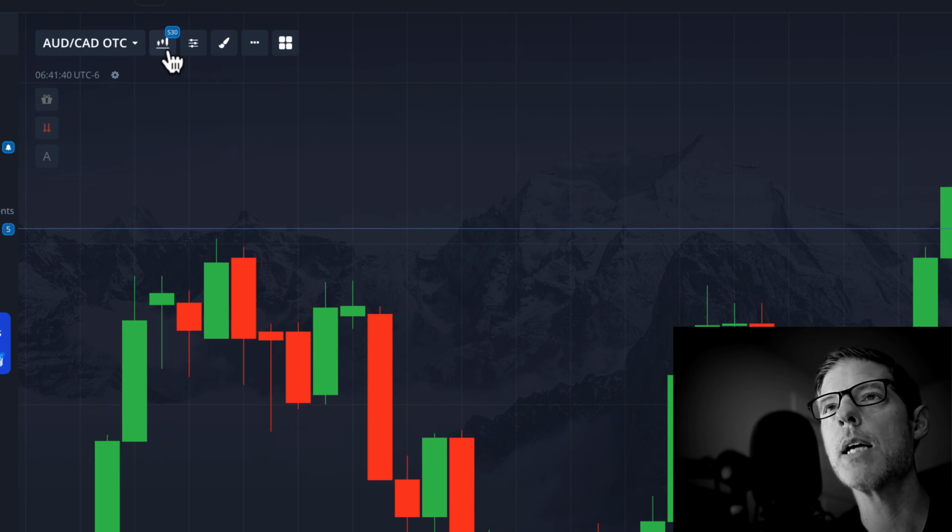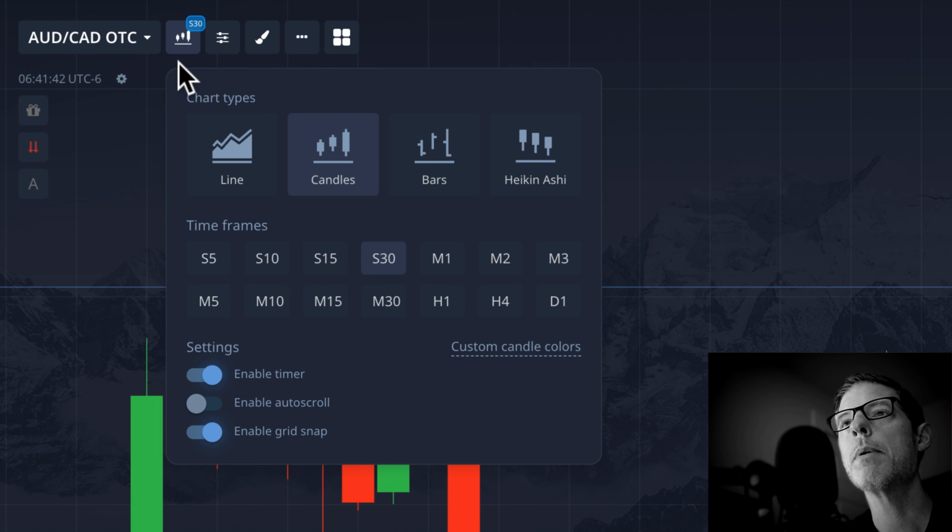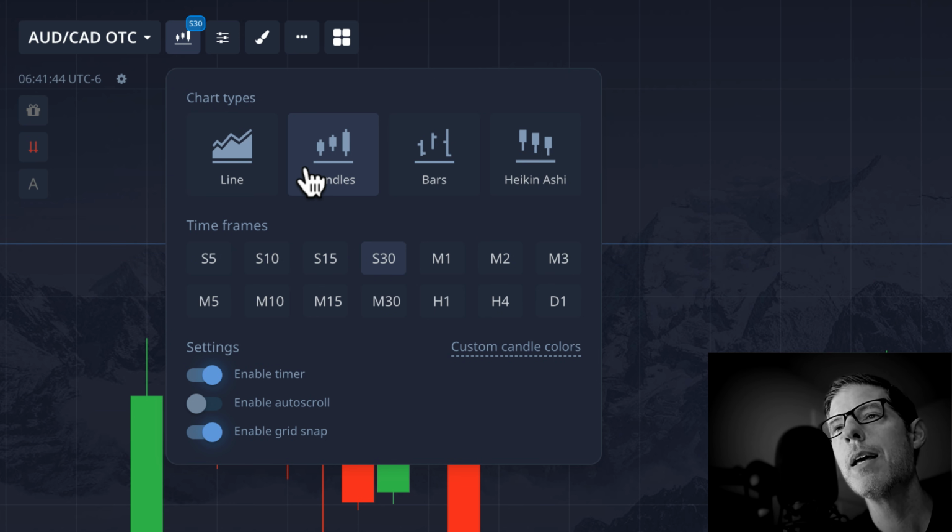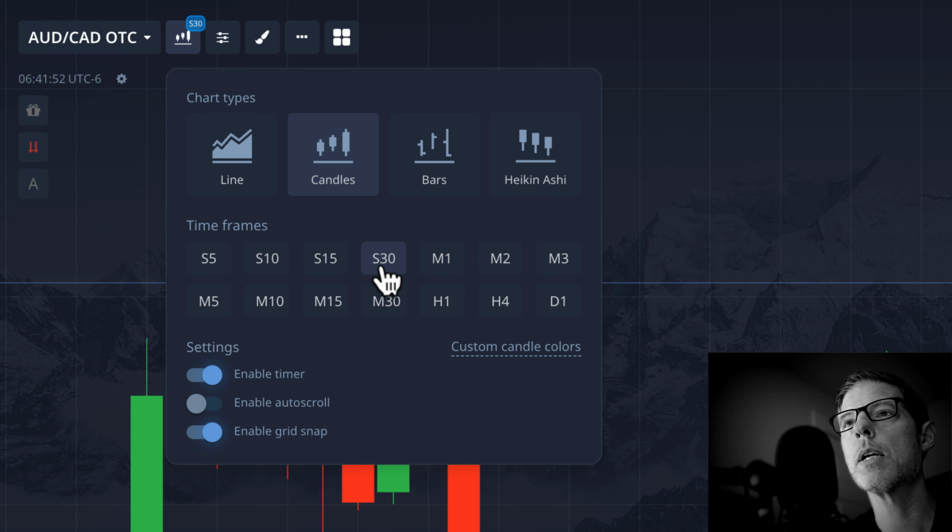Up here with the chart types at the very top, we're going to be selecting the regular candlesticks. The time frame is going to be S30. This means that each candlestick will represent 30 seconds. All you have to do is select S30 right here.